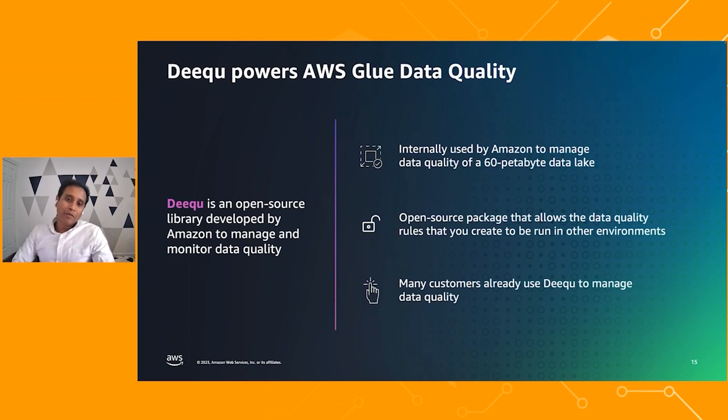Hope you enjoyed our demos and hope now you're clear about how data quality works. Now, let's talk about what's powering data quality under the hood. The first thing I want to highlight is DQ. Amazon DQ is an open source library that we had built to measure and monitor quality of data. Thousands of customers have been using DQ today to manage quality of their data.